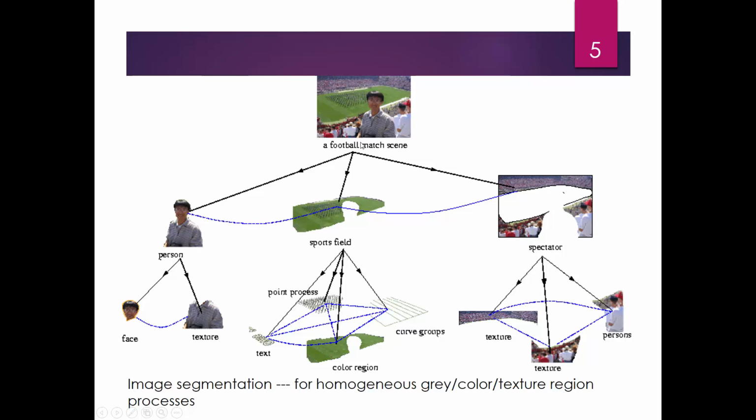So we can divide broadly. First, we divide this image into three parts. One is a person, another one is a sports field, and the third one is the audience. Now this person can be further divided on the basis of texture and face. Then this sports field can be divided on the basis of text, then players that are present in the field, then curves, then the color of the field. Similarly, the audience can be divided on the basis of the texture, on the basis of the persons that are watching this match, and the texture also.